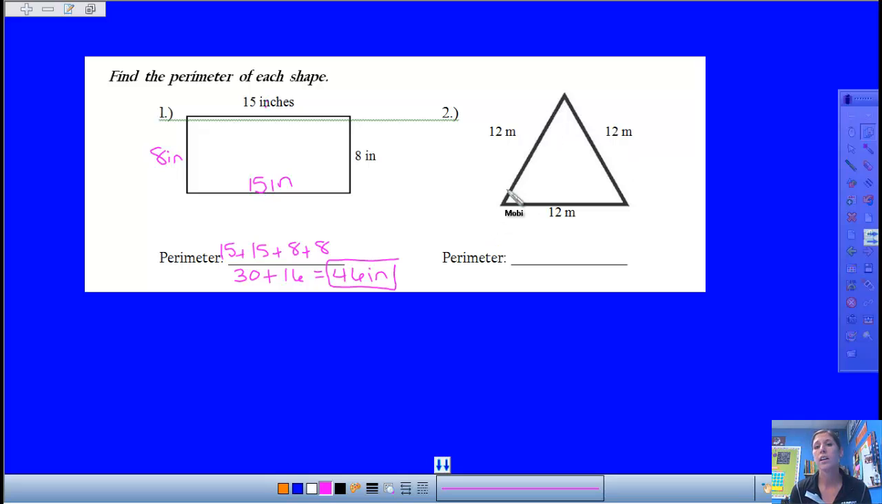For my triangle, again, just adding up all sides, and since it's 12, 12, and 12, you could do 12 plus 12 plus 12, or you could just say 12 times 3 because you have 3 12s. And that would give you a total of 36 inches for your perimeter.